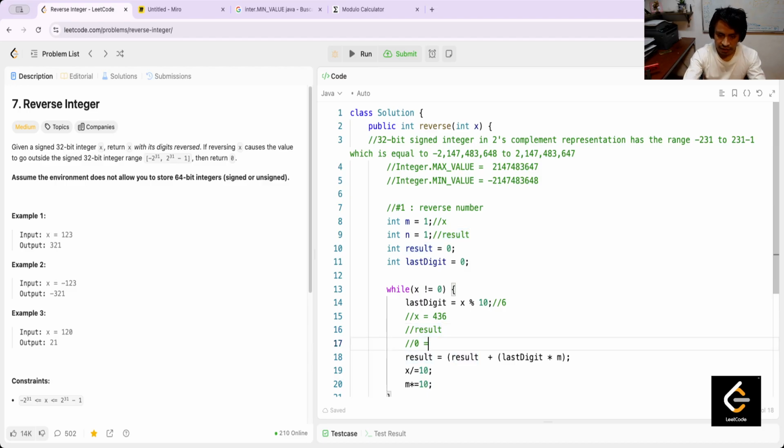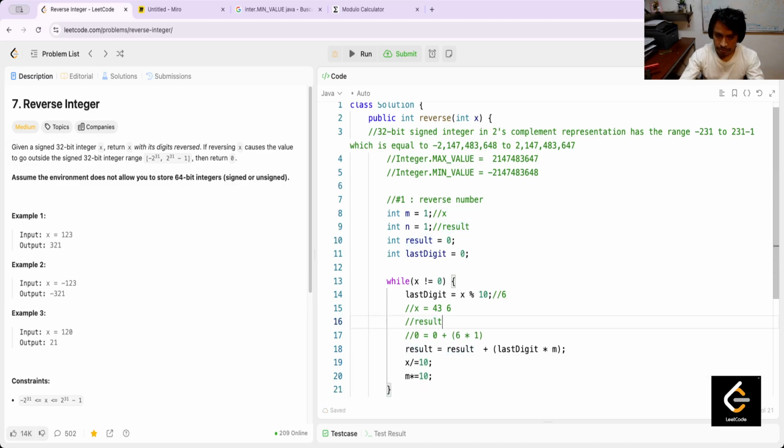Now result is equal to 0 plus last digit, that is the number 6, multiplied by m, that in this case is 1. Well, 1 in this moment. Here the result is 6, obviously, and now the result has the number 6. Now 436 divided by 10 is equal to 43. And now m, that has the value 1, is multiplied by 10, which means it is 10.